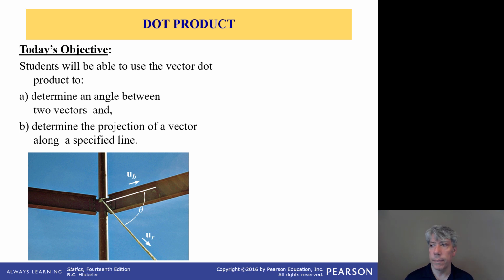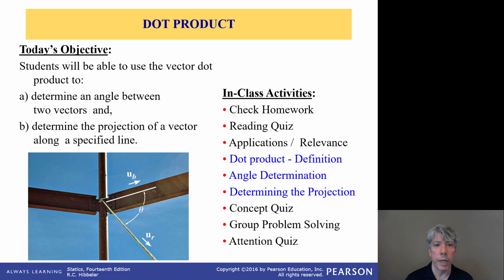So if you think about a board or something leaning up against the wall and the sun shining down on it, the shadow of that board on the ground is a projection of that board. And we can think of a projection of a vector in a similar way.